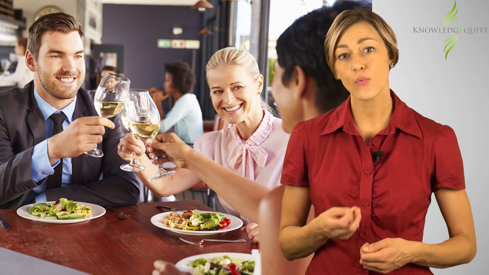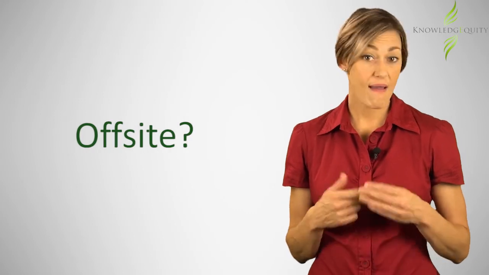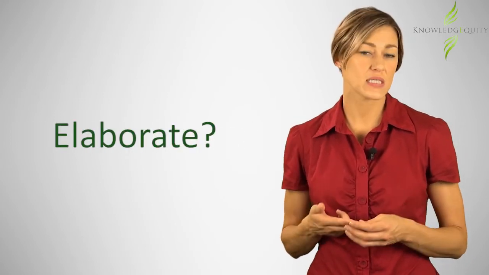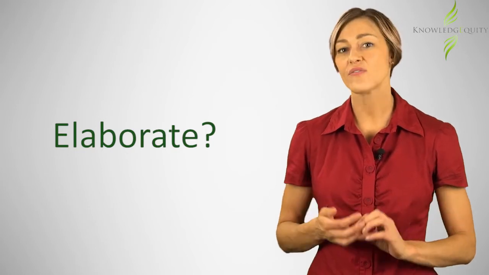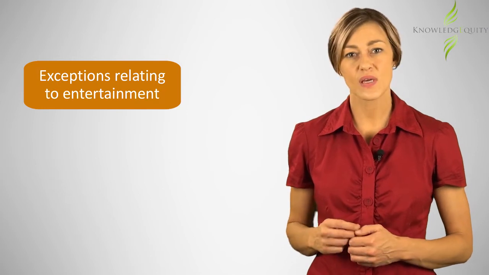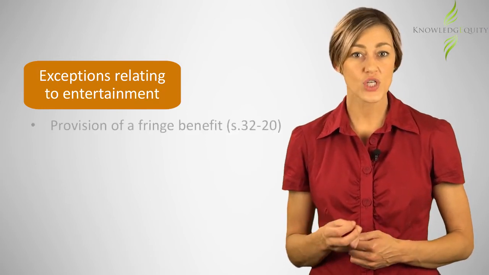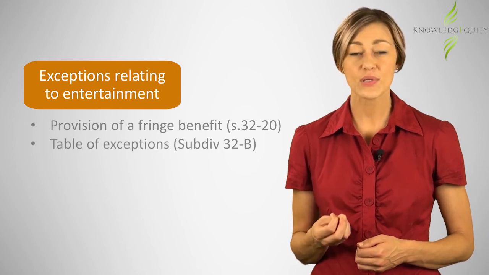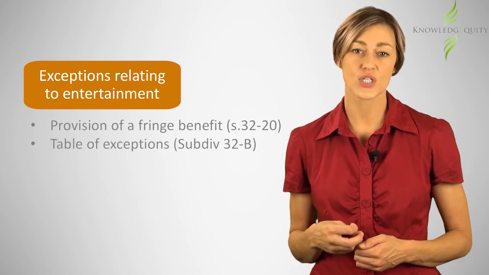Key things to consider when looking at whether an expense is entertainment include: is it provided off-site, out of working hours? Is it elaborate as opposed to mere sustenance? And does it have a social purpose? There are some exceptions to be aware of. For example, provision of a fringe benefit per Section 32-20, and a table of exceptions is provided in Subdivision 32B.